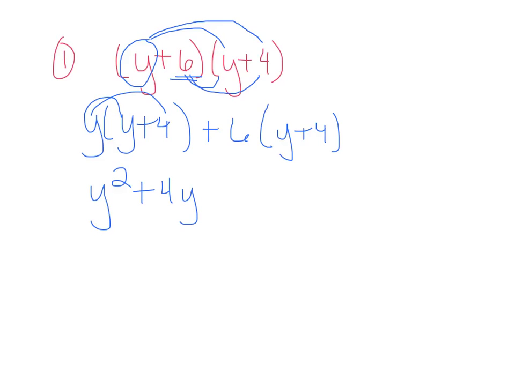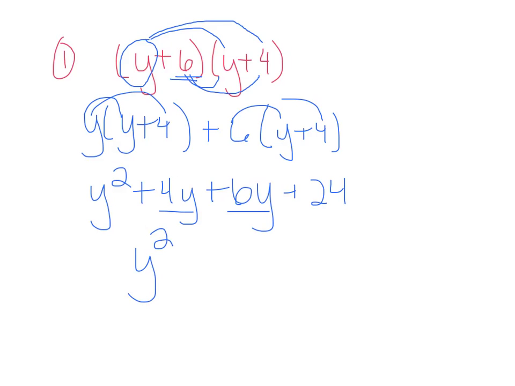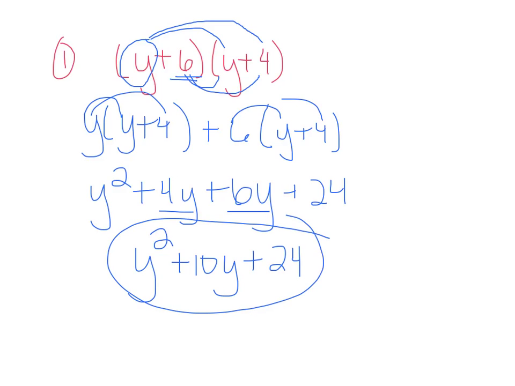And then we need to take 6 times y, which is 6y, and then 6 times 4, which is 24. Now make sure you combine like terms. If you look, the middle two terms are alike, so we need to combine them. So we have y squared, 4y plus 6y is 10y, and then plus 24. And that's our answer.